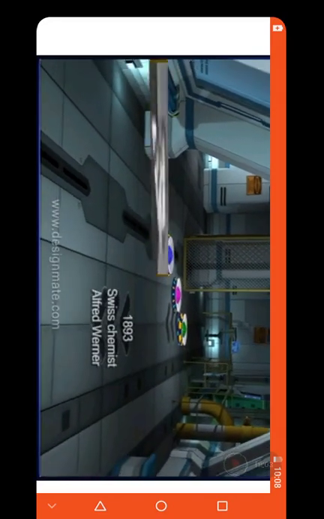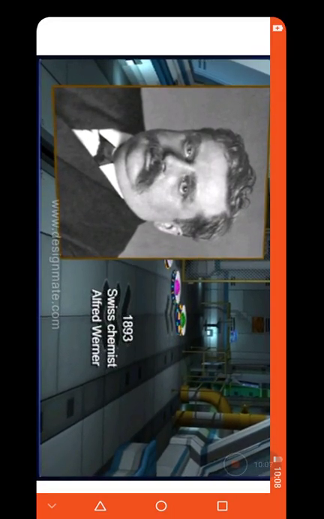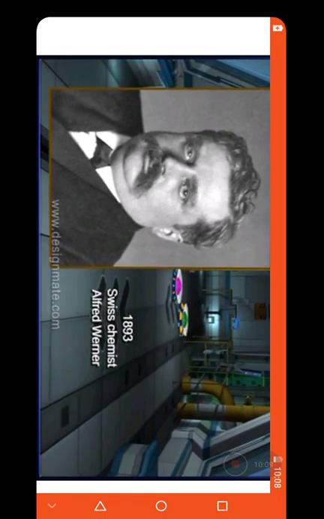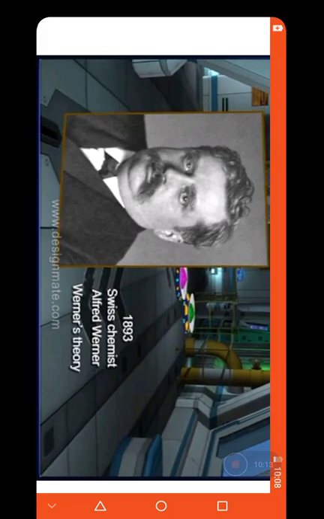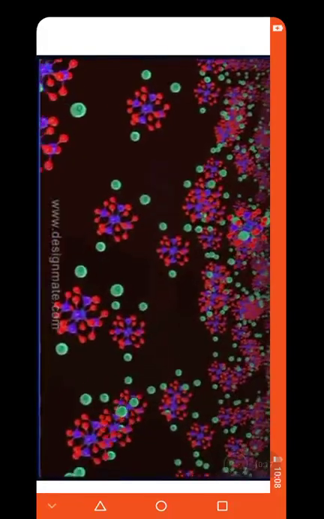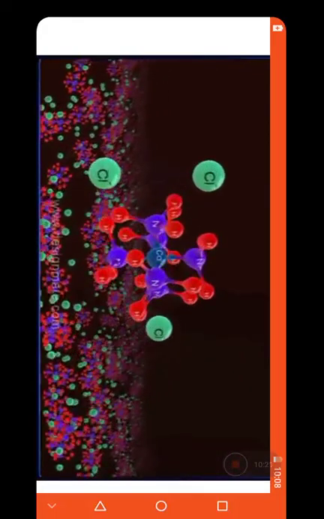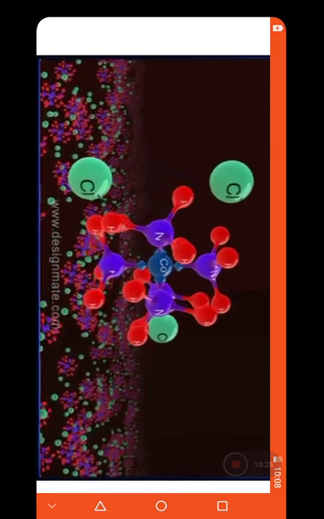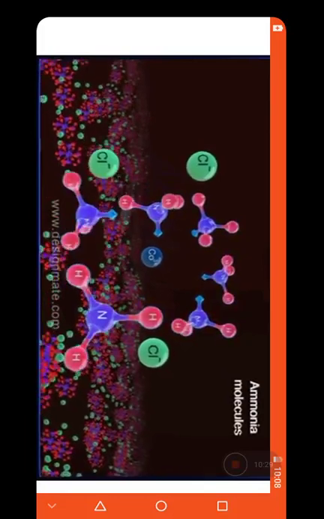In the year 1893, a Swiss chemist, Alfred Werner, proposed the first workable theory of complex ion structures and their formation, known as the Werner's theory. He proposed that in the complex hexaamine cobalt 3 chloride, the Co3+ ion is surrounded by 6 ammonia molecules.